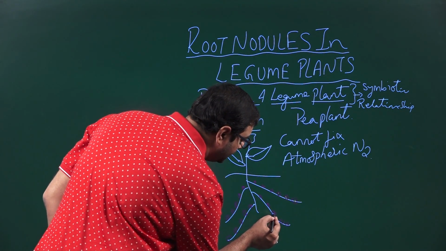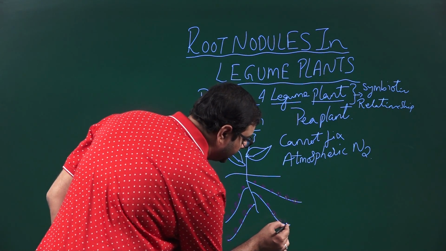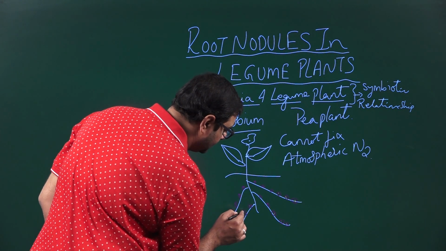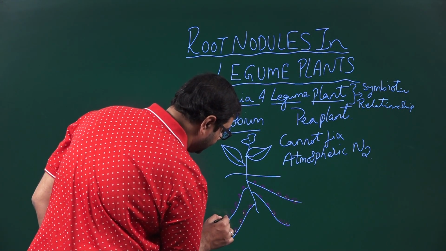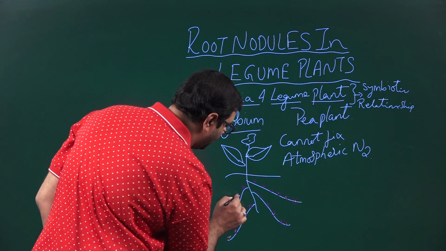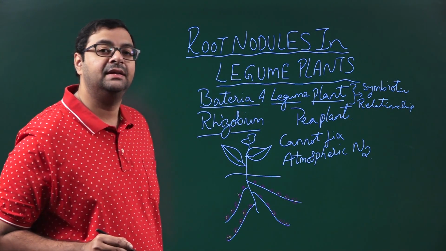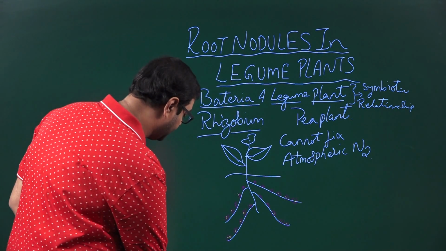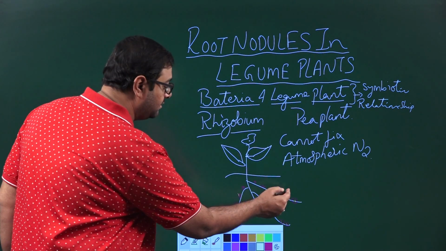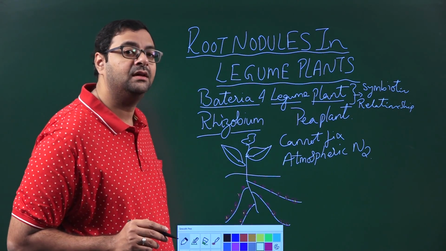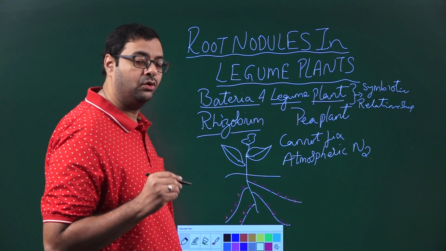Inside these root nodules you will have the bacteria, that is the rhizobium bacteria, which is taking shelter. So what is the leguminous plant doing? It is giving shelter to the bacteria which is present inside it, in the root nodules.